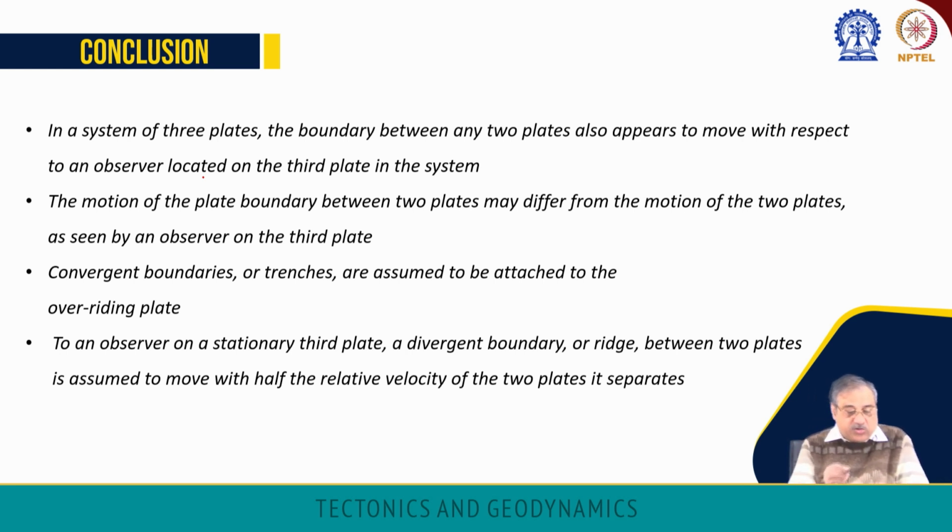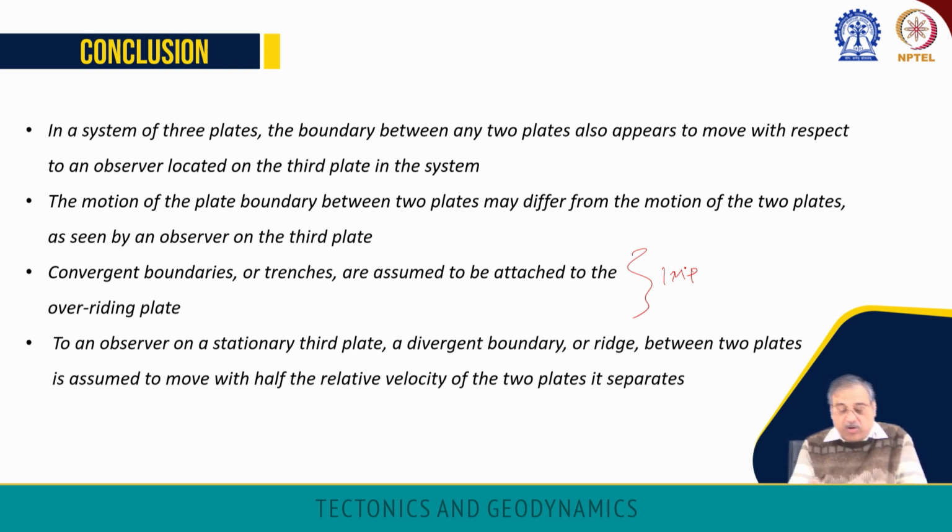If there is a convergent boundary or a trench, these are assumed to be attached to the overriding plate. So the position of the trench is fixed by the leading edge of the overriding plate. That is a very vital and important part of what we have understood now. If you're an observer on a third plate, a divergent boundary or ridge between two plates will move with a velocity which is half the relative velocity of the two plates that are separated by the ridge.